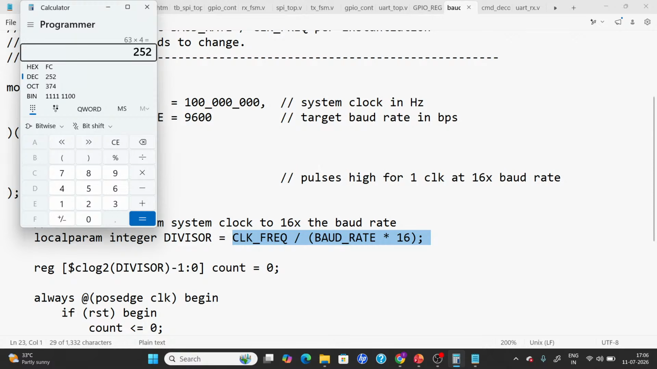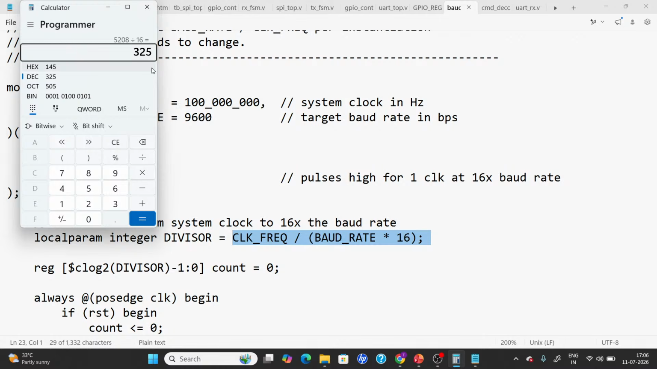If we have a clock frequency of 50 megahertz and a baud rate of 9600, I'm going to get 5208 cycles. And if you divide it by 16, the value you get is 325. So the divisor value is now 325. That means for every 325 cycles, my baud enable will be equal to 1.